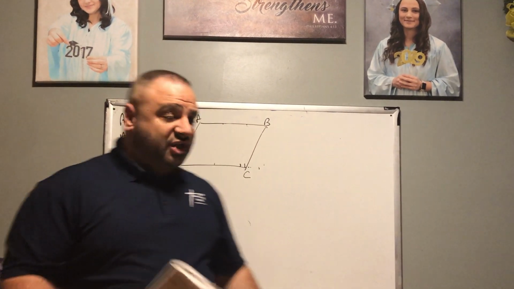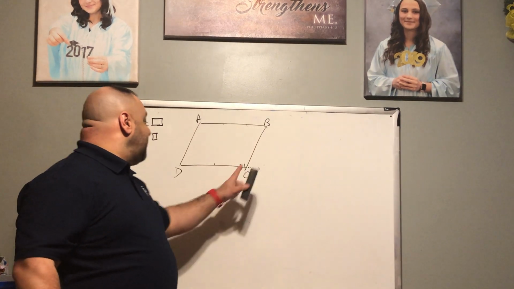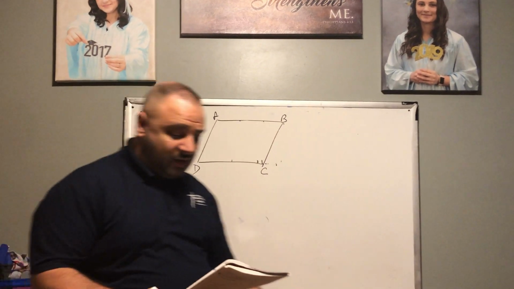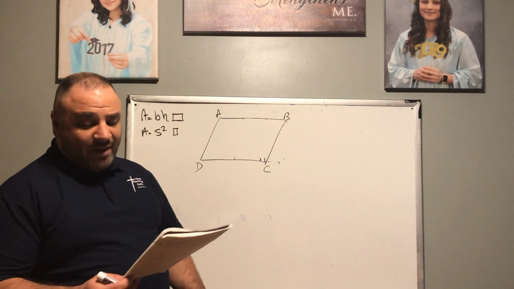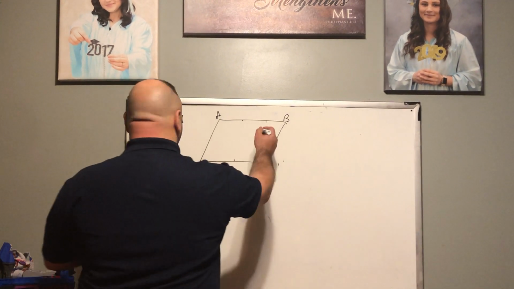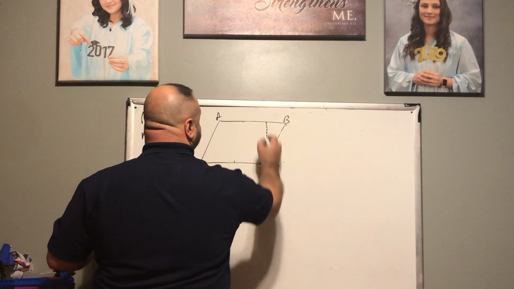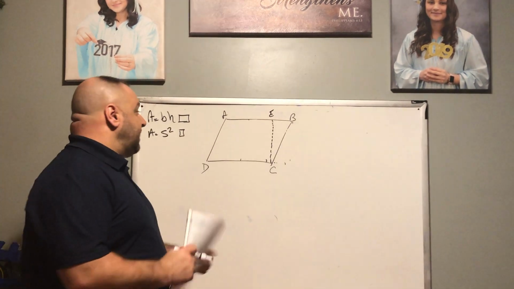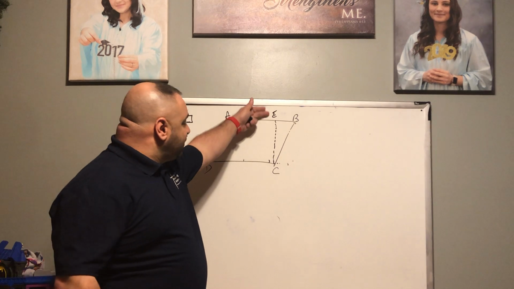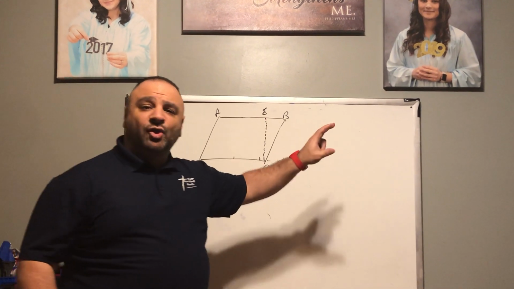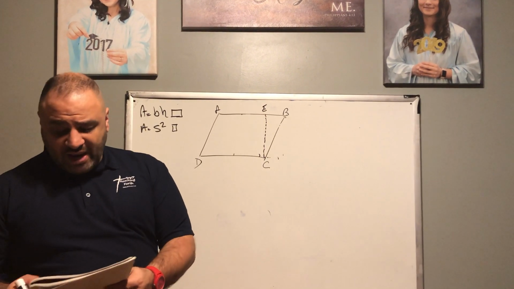Now, notice the shape here. We have parallelogram ABCD. Now, if I were to take this altitude here, we're going to extend it. All right, we're going to go right down here. Notice EC, line segment EC. Okay, this is our altitude. We have a triangle that is formed.